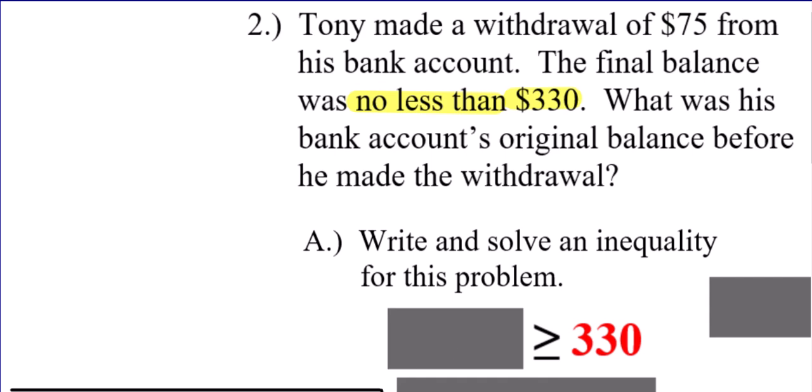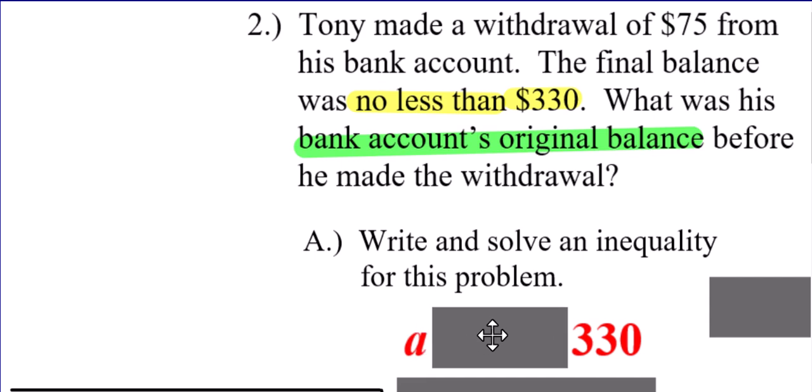Now, what's going to go here on the left? Well, I need a variable to represent the bank account's original balance before he made its withdrawal. So maybe I'll pick A for bank accounts. Maybe I'll pick B because we're talking about the original balance. So it's kind of up to you what letter you want to pick.